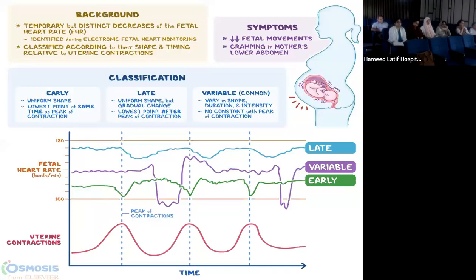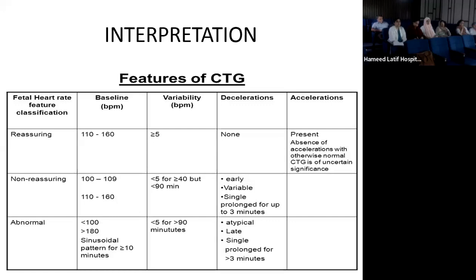Sorry, Tirthankar. Okay, so next are the features of CTG. CTG can be reassuring, non-reassuring, and abnormal. This can be seen through the baseline, variability, decelerations and accelerations present on CTG. If the CTG is reassuring, the baseline heart rate would be 110 to 160 beats per minute. The variability will be 5 or more. Deceleration will be none, acceleration present. Otherwise, the CTG is uncertain.